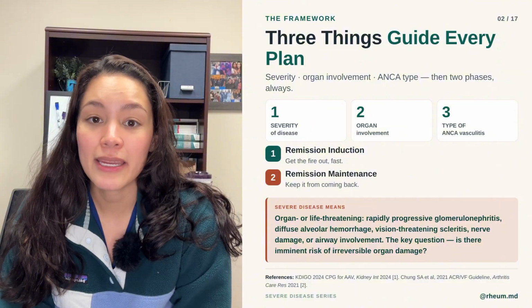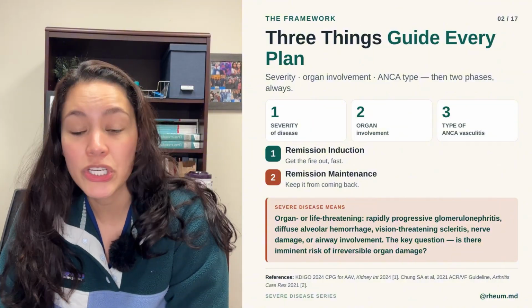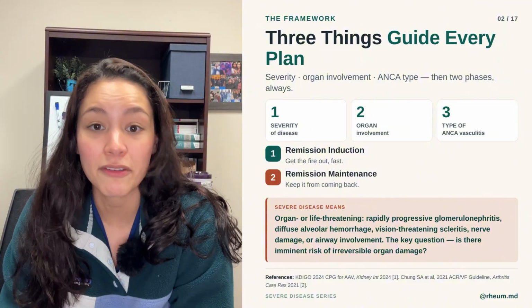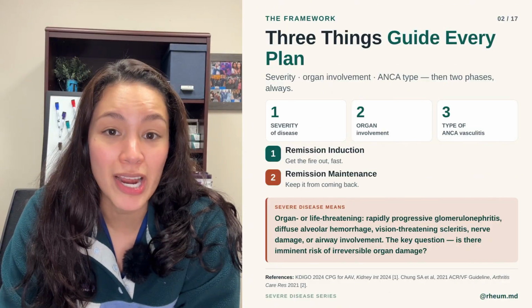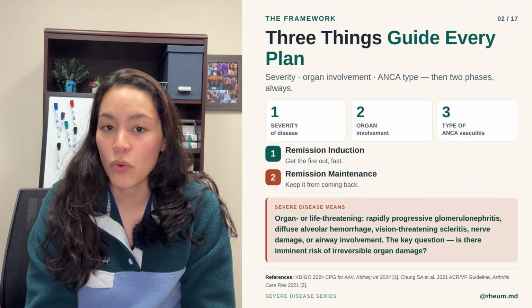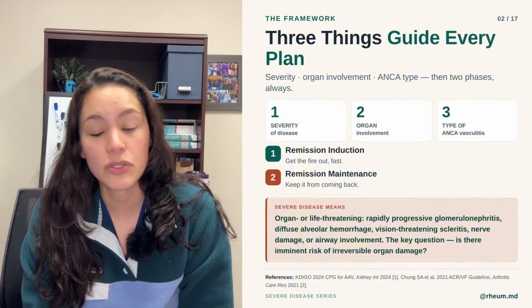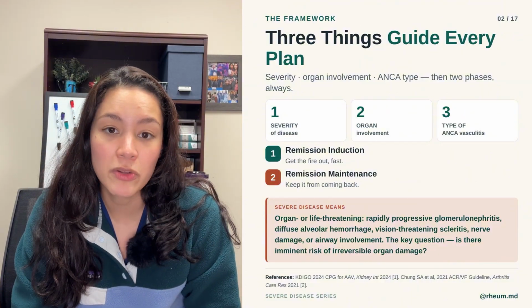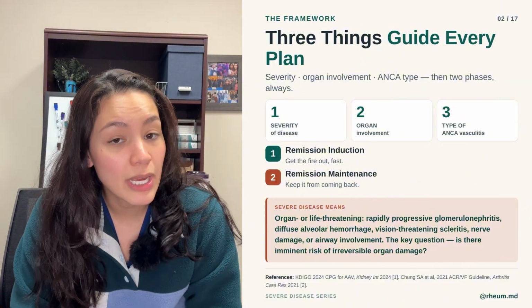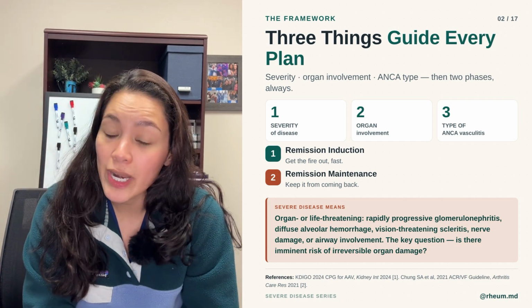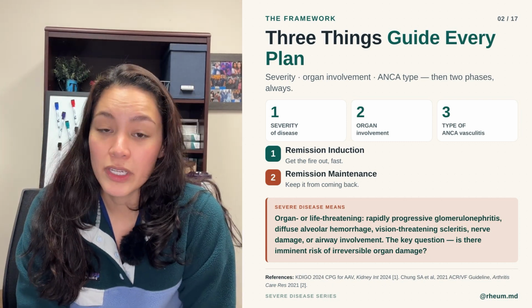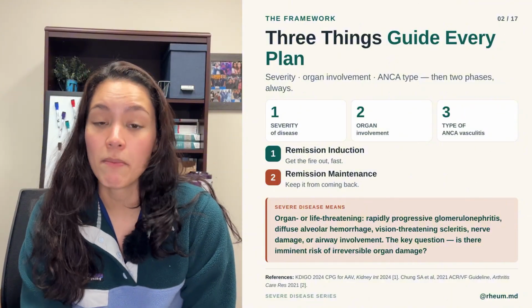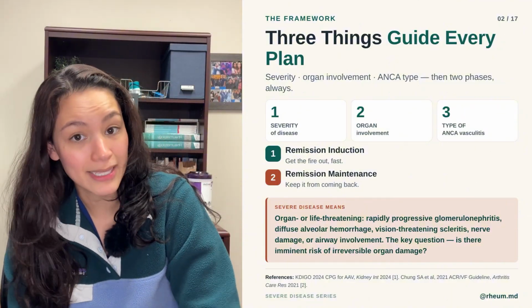Every treatment plan involves two phases: remission induction, which is getting the fire out, and remission maintenance, which is keeping that fire out. Severe disease means organ or life-threatening disease. So think rapidly progressive glomerulonephritis, diffuse alveolar hemorrhage, vision-threatening scleritis, nerve damage, etc. Non-severe means things like joint pain, mild sinus disease, mild skin disease.